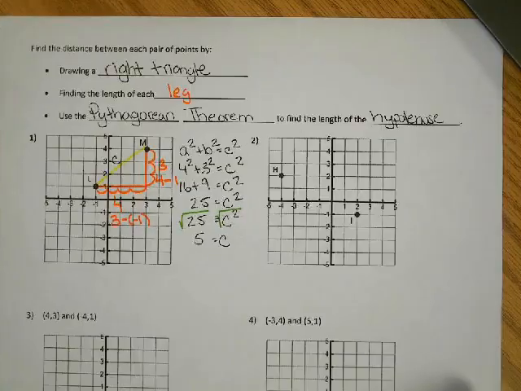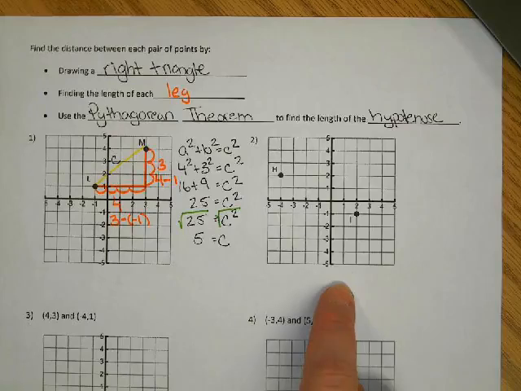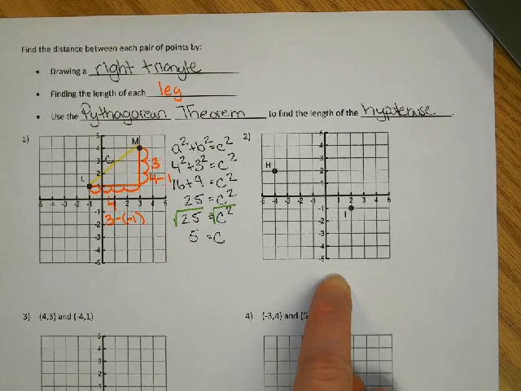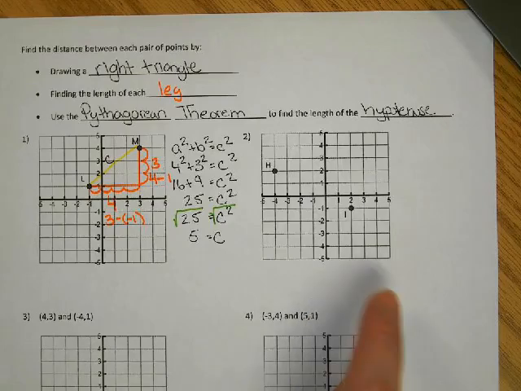So I want you to go through, I want you to do number 2. And I want you to stop and put your pencil down when you get stuck. So start number 2 and put your pencil down when you get stuck.